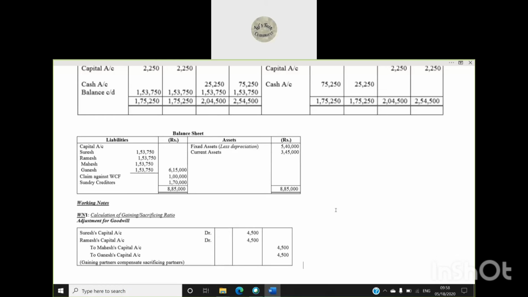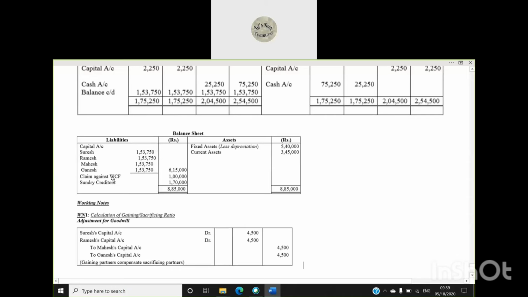Now coming to the balance sheet, in the new balance sheet which we will be making, fixed assets are given to us in the question as 6 lakh. Out of that 6 lakh, we have deducted the depreciation of 60,000, so it is coming equal to 5 lakh 40,000. And the current assets are given as 3 lakh 45,000. Now coming to the capital accounts, the new balances we will be writing. So Suresh, Ramesh, Mahesh and Ganesh all are having the same capital because the profit sharing ratio is equal.